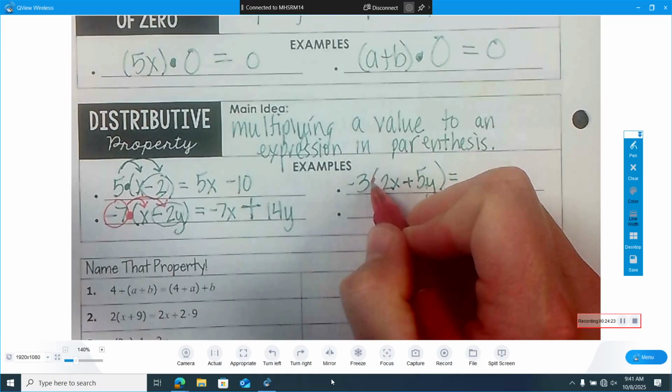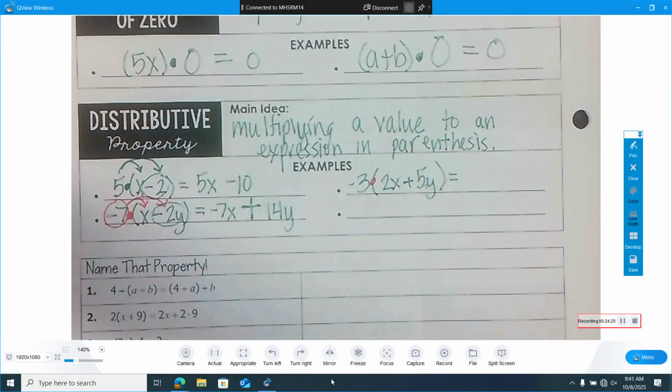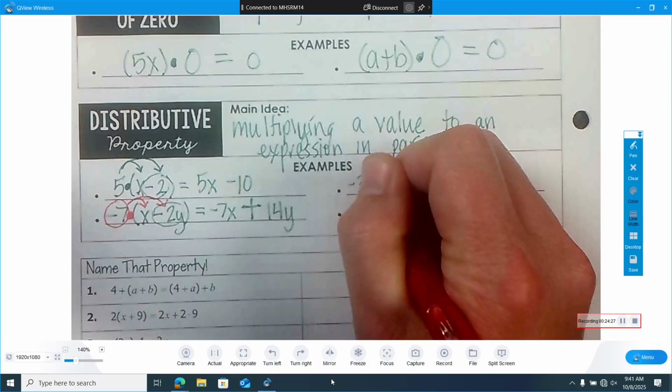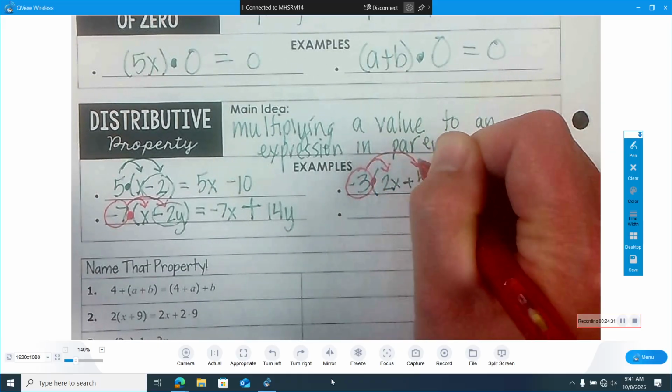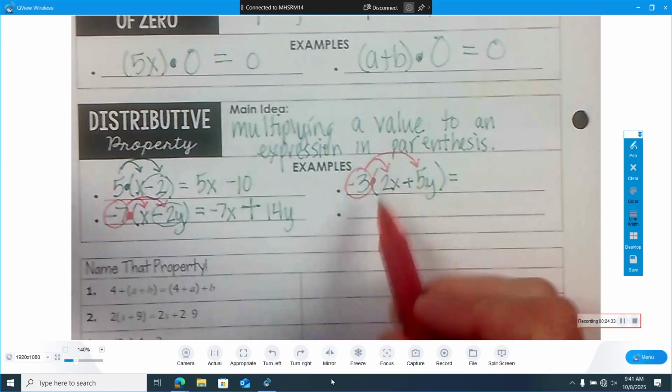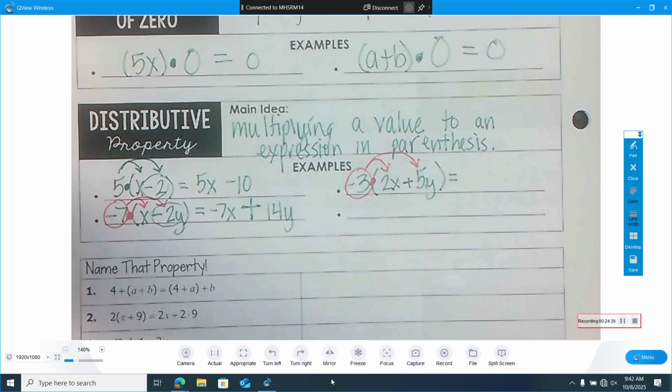Again, we're right next door to parentheses, so that means multiply. And so I need to take that negative 3 and I need to multiply it to both things inside. Do you see my little rainbow arrows? You should draw those little rainbow arrows because they're helpful later on. All right, here we go.